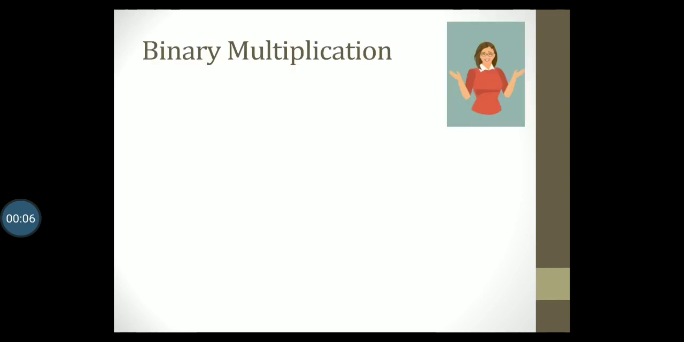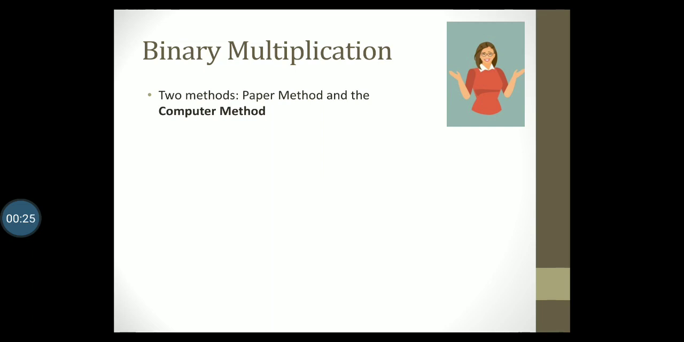We are in the process of studying binary arithmetic, in particular binary multiplication. As you know, there are two methods for multiplying in binary, the paper method and the computer method. In this video, we will learn the computer method for multiplying two numbers.